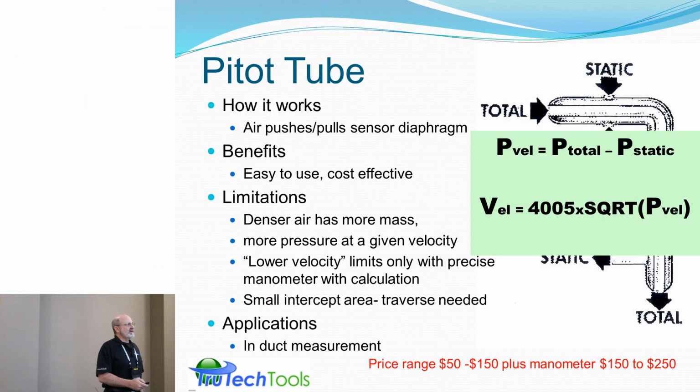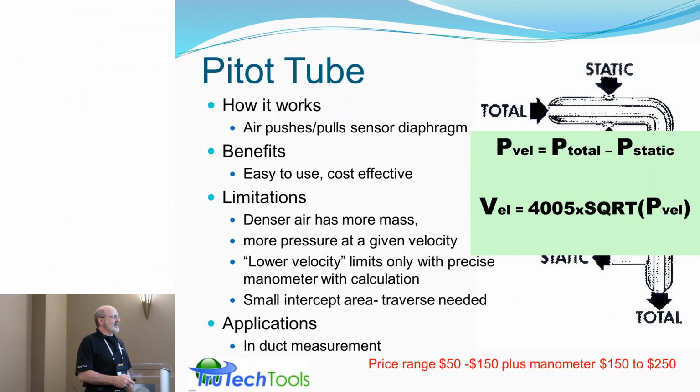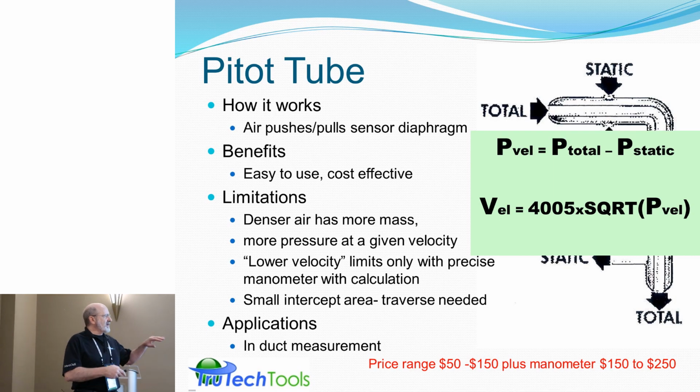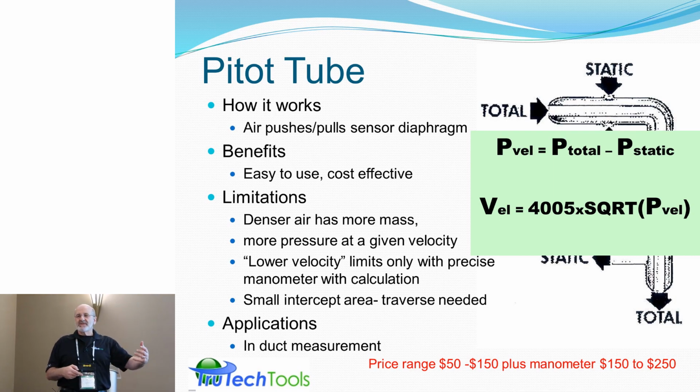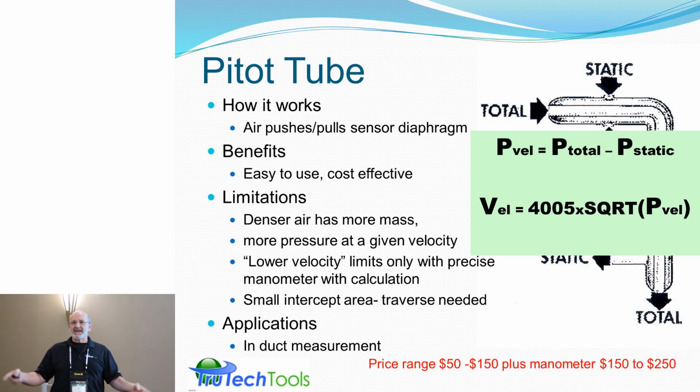So density impacts a pitot tube. The lower velocity limits, be aware of this. You want to use a manometer that has finer resolution when you're at lower velocity levels. If you pick the wrong manometer, you're going to get a bad reading. It's going to be inconsistent. And it's got a smaller intercept area, just like the thermal, the hot wire. Small intercept area, so it's got to be traversed or moved around to get an idea of the average flow field that's moving through the duct.